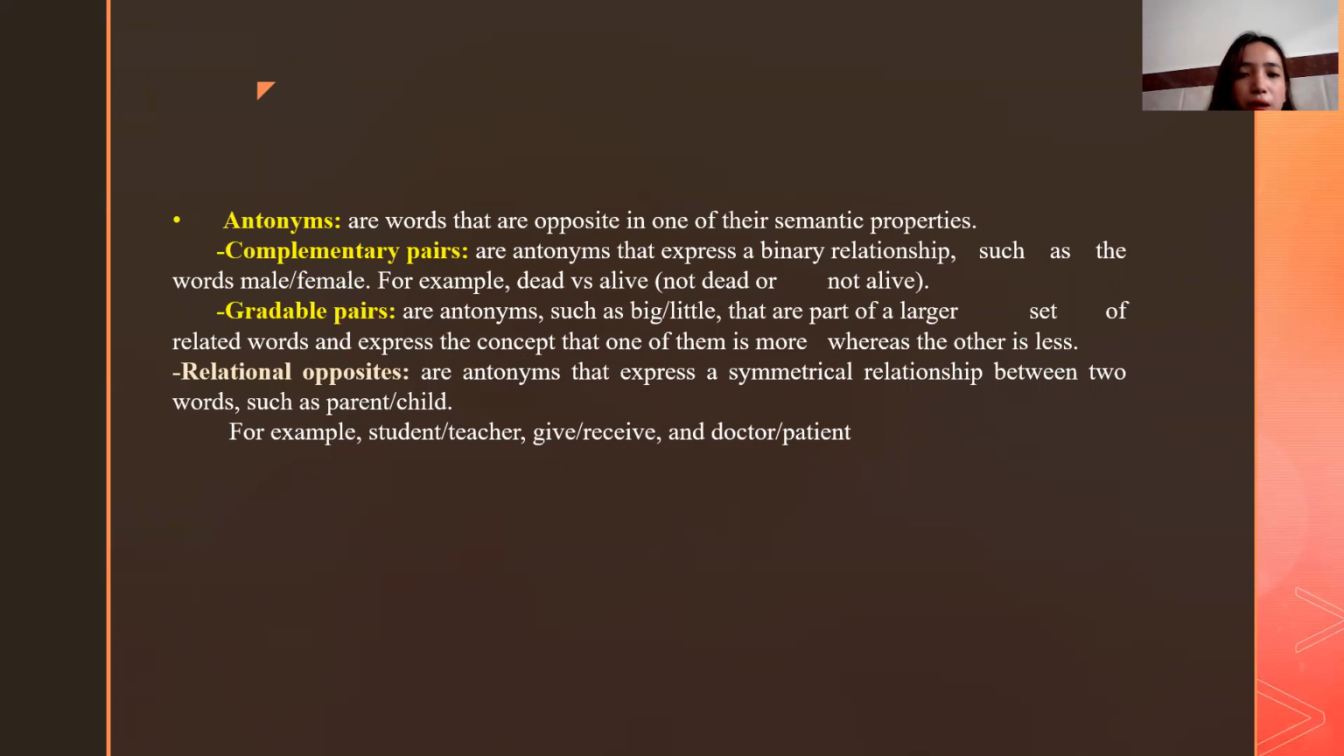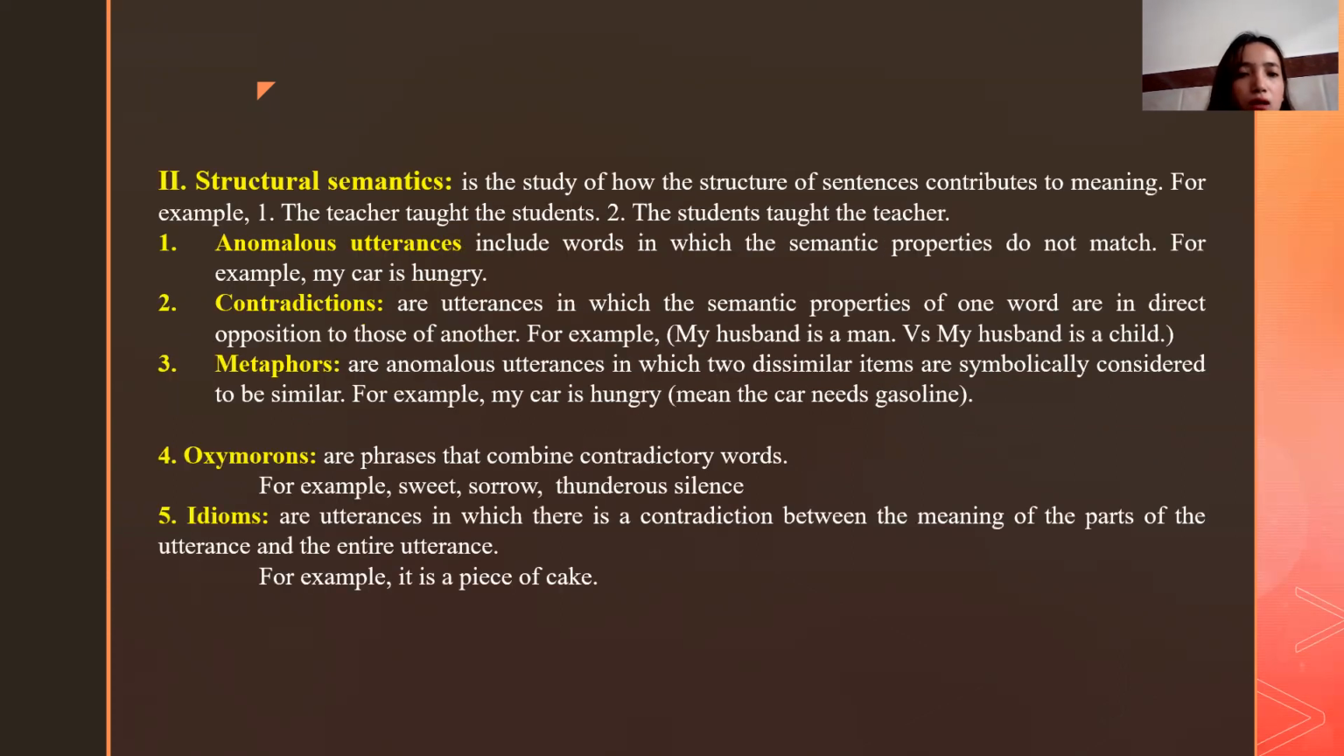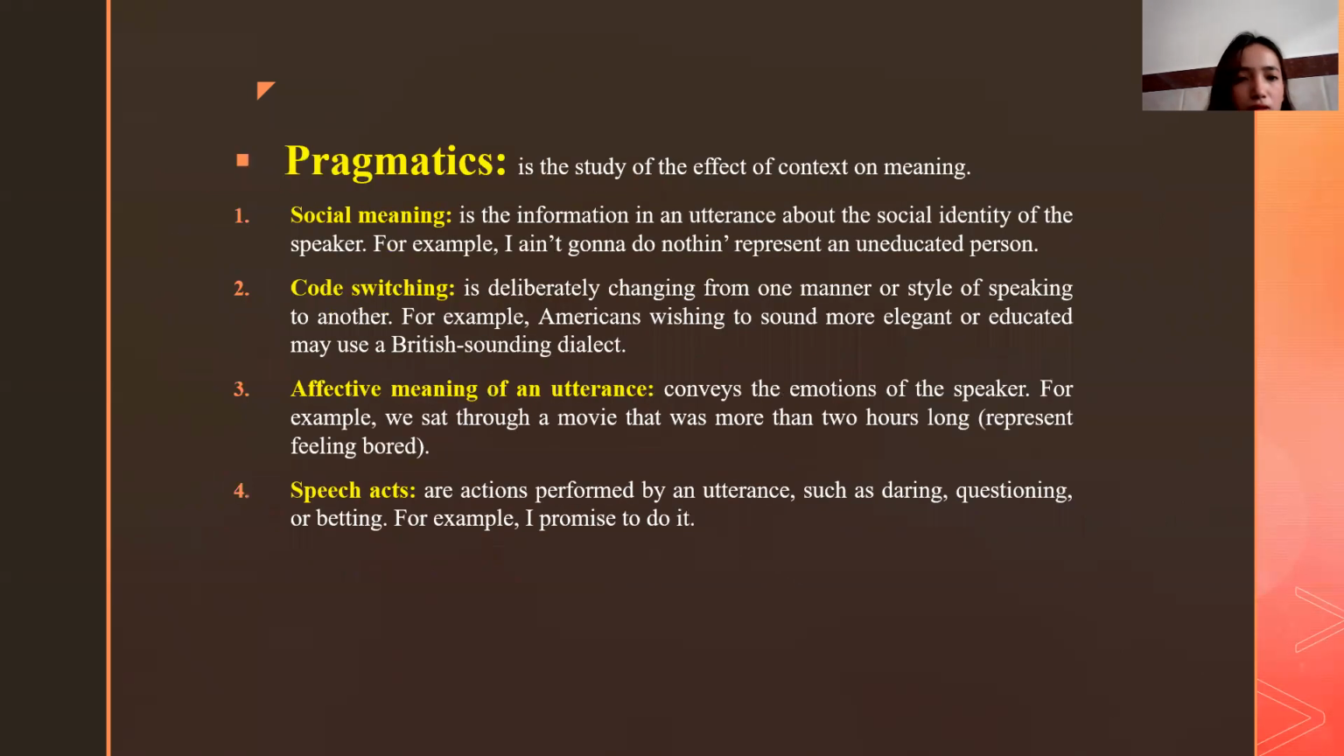Antonyms are words that are opposite in one of the semantic properties. Complementary pairs are antonyms that express a binary relationship, like the words male and female. So here we can understand relational pairs, examples like student, teacher, give, receive, doctor, and patient. So structural semantics, we have anomalous utterances, contradictions, metaphor or oxymoron, and idiom. So they are all called abstraction.